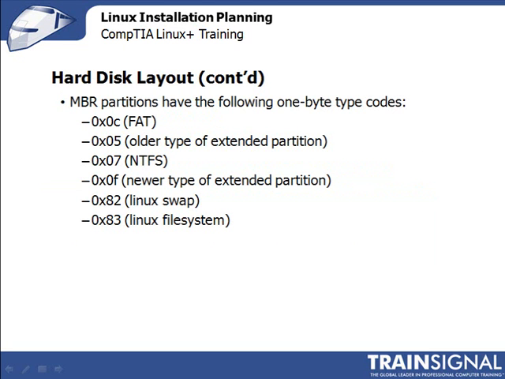MBR partitions have the following 1-byte type codes, and yes, you'll need to commit these to memory. 0C is the code for FAT partitions, or file allocation table. 05 is the code for the older type of extended partitions. 07 is for NTFS. 0F is for newer extended partitions. 82 is for the Linux swap file, and 83 is for the Linux file system.